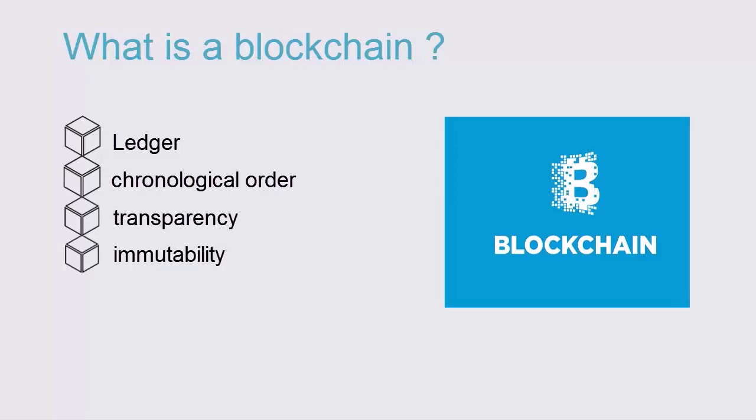Then, by immutability, it keeps track of transactions permanently. In other words, once a transaction goes in, it can't be changed. So the blockchain is a technological advancement unlike anything seen before.